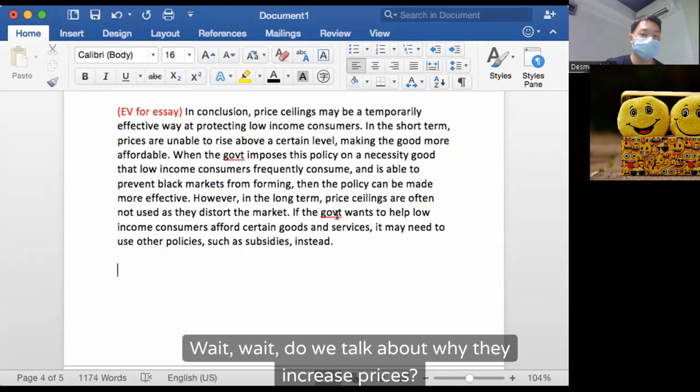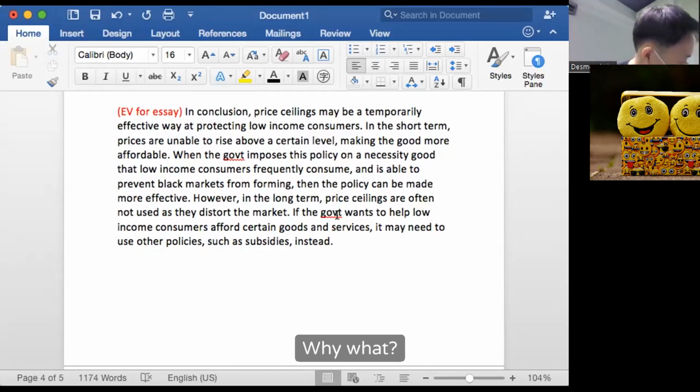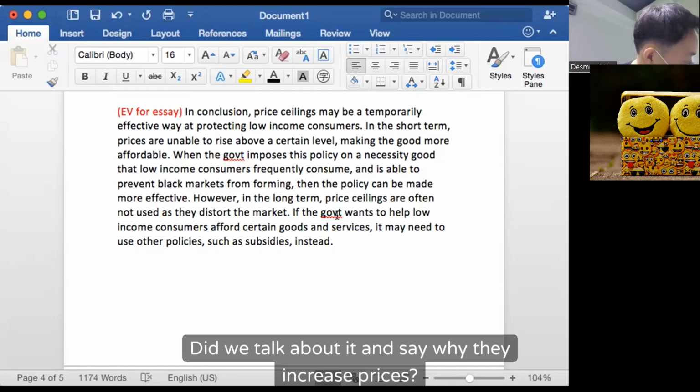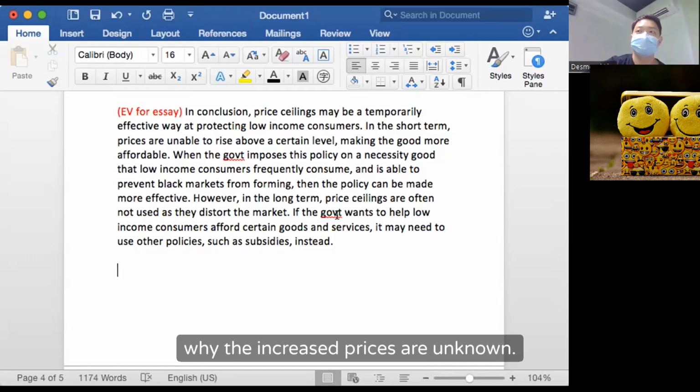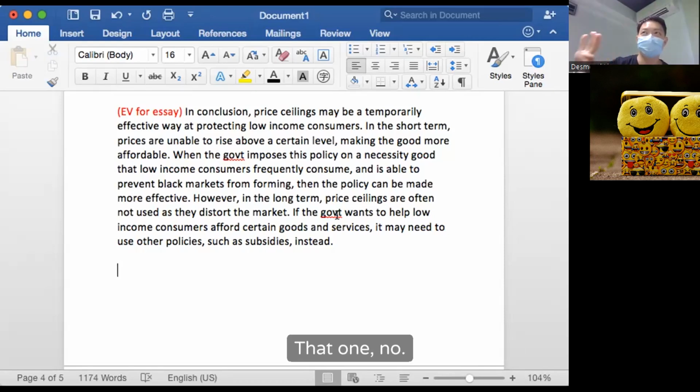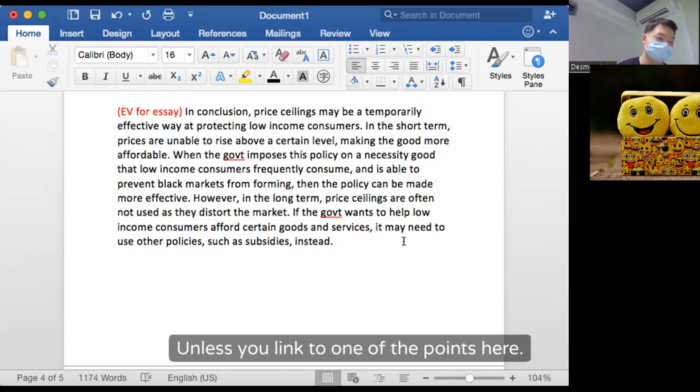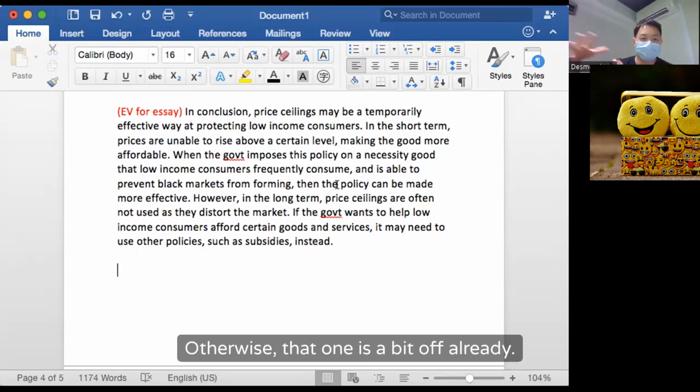Oh, okay. Wait, do we talk about why they increase prices? Did we talk about in the essay why they increase prices? No need. Unless you link it to one of the points here. Otherwise, that one is a bit off already.